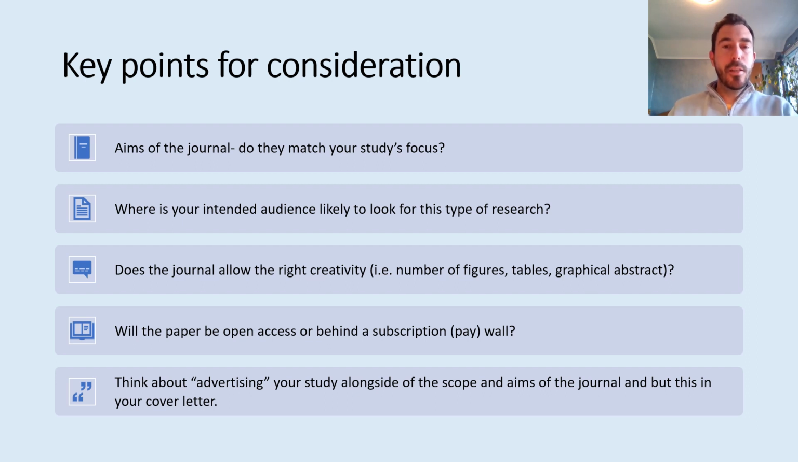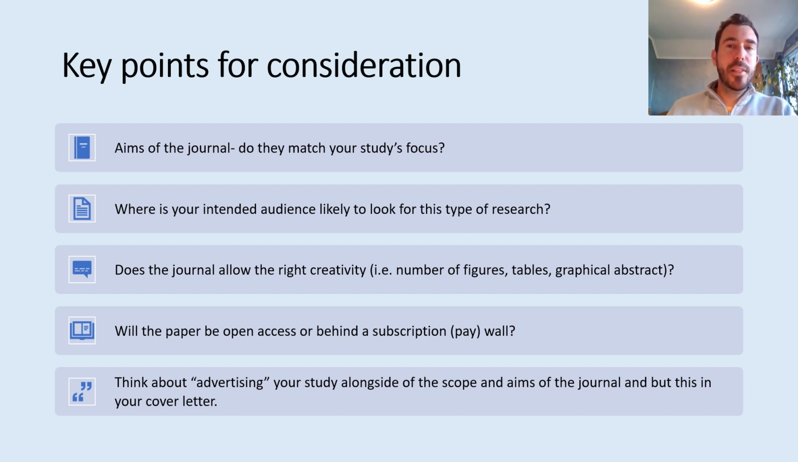And the best way to think about that is to look at the aims of the journals available to you. Do they match your study's focus? Is the readership of that journal someone that you want to engage with and tell them all about what you have done in your research? So think about your intended audience. What might they look like? Who are they likely to be? And are they going to be interested to know more in your area of research?